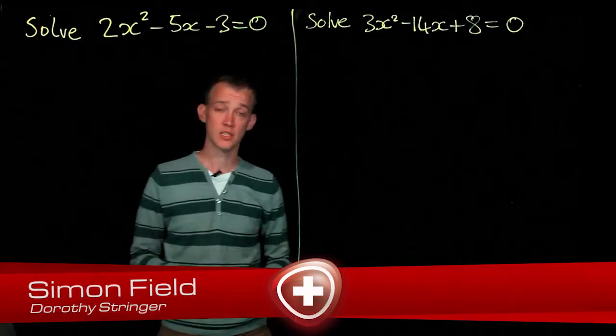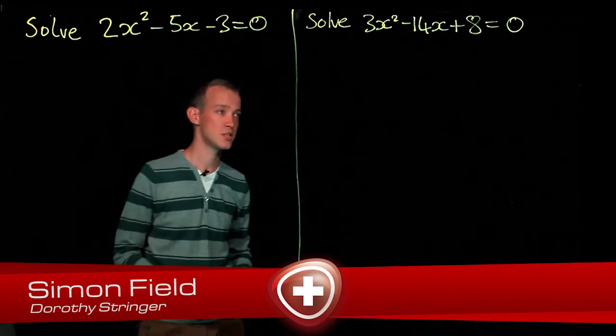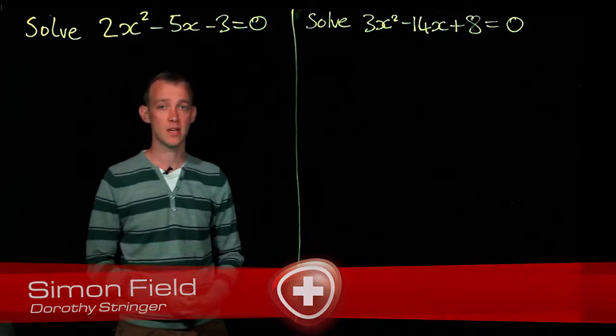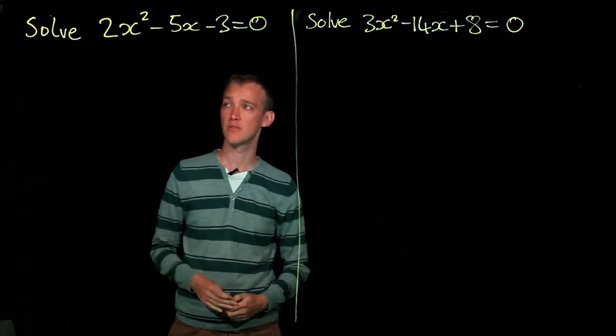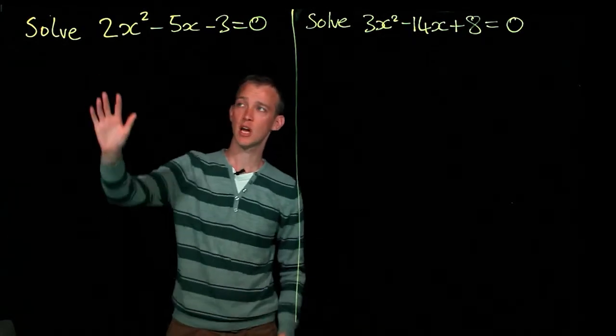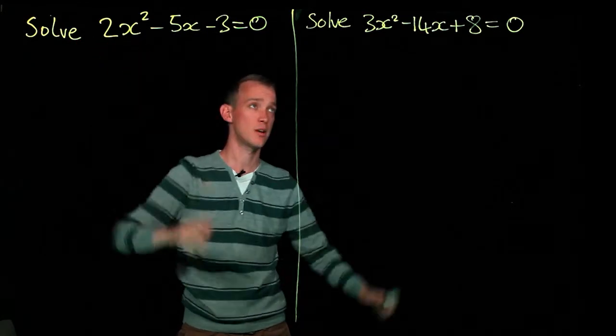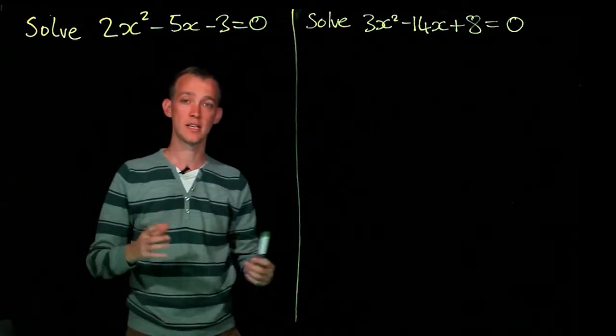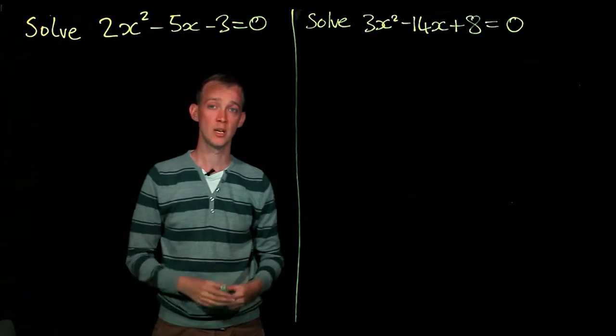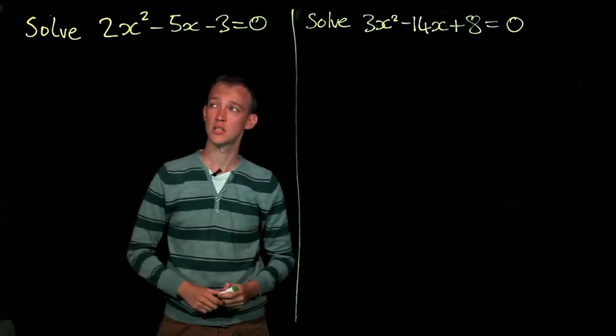In this video, I'm going to be solving two quadratic equations. Now there's one difference between these quadratic equations compared with the ones we've done in the last videos, and that is my coefficient before the x squared is not 1. It's actually a 2 in this one and a 3 in this one. So I'm going to use a slightly different method. I'm going to use trial and improvement to solving these quadratic equations.